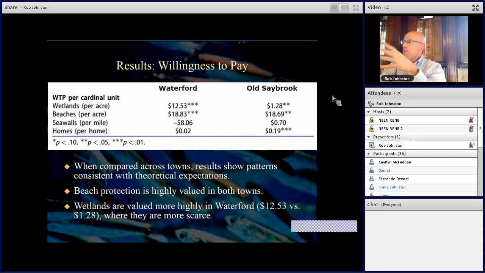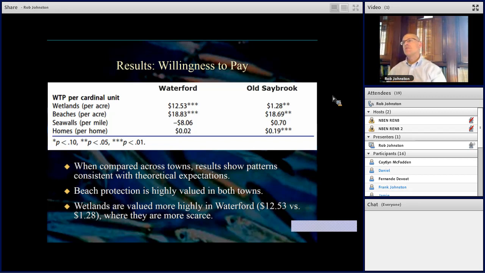You look at Old Saybrook, on the other hand. All of a sudden, wetlands, those little stars mean they're statistically significant. In other words, we can say with a high degree of certainty that it's not equal to 0. Wetlands, it's $1.28 per acre. So what's going on there? Why is that so small?